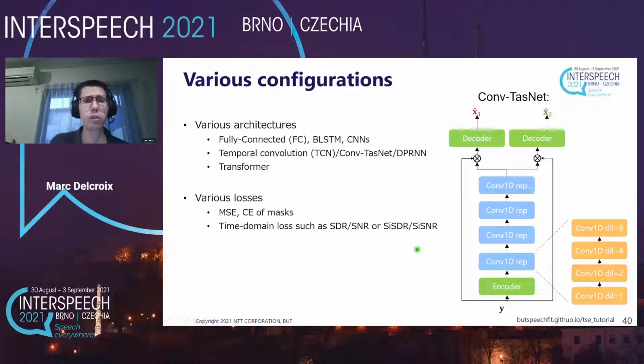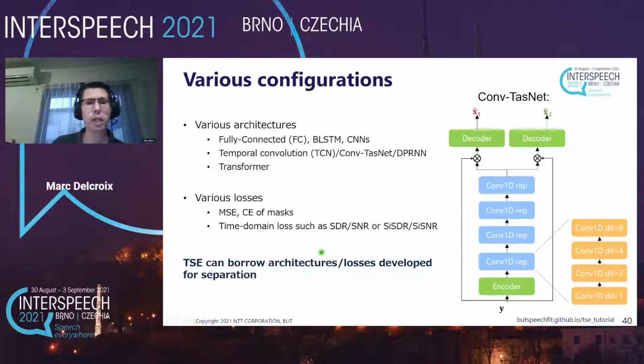So I briefly introduced some separation approaches, and we saw that there are many different ways to implement it. We showed 2 approaches, but there are actually many different architectures and also different losses and configurations. And here it is important to know that the problem of target speech extraction can borrow the architecture and loss developed for separation. So it's good to follow the work done in separation, and then you can get the best architecture and try to apply it for the target speech extraction.